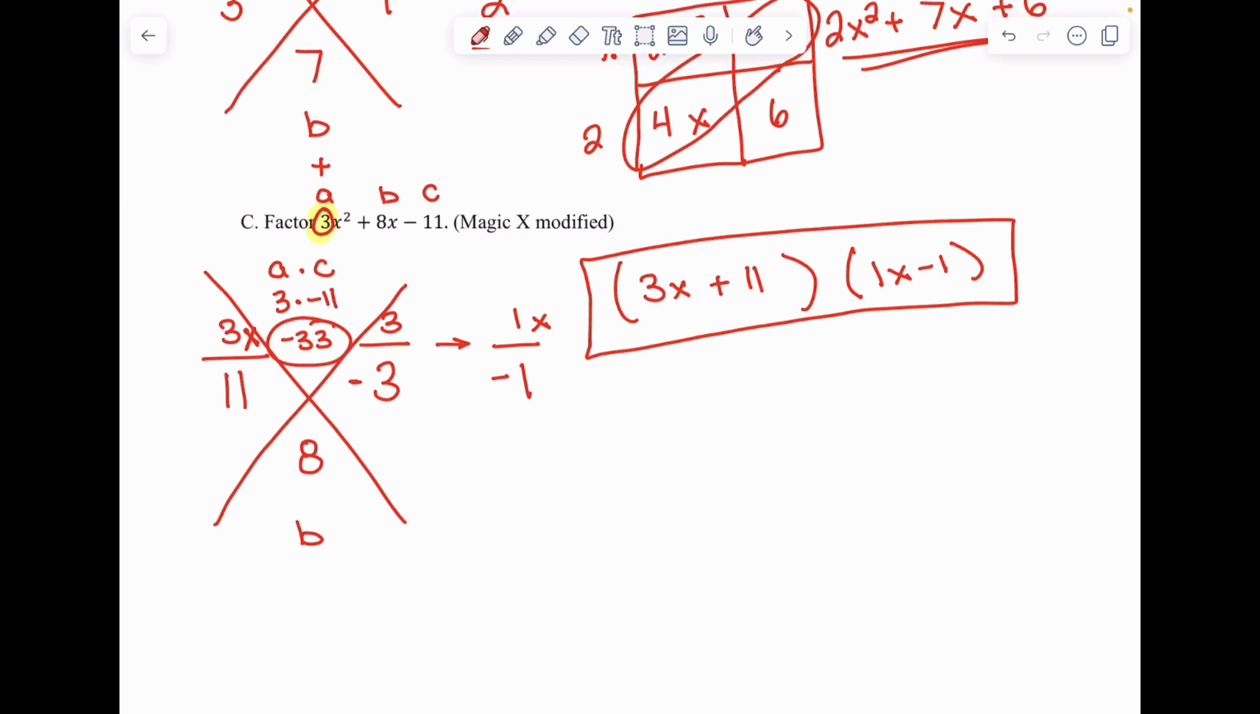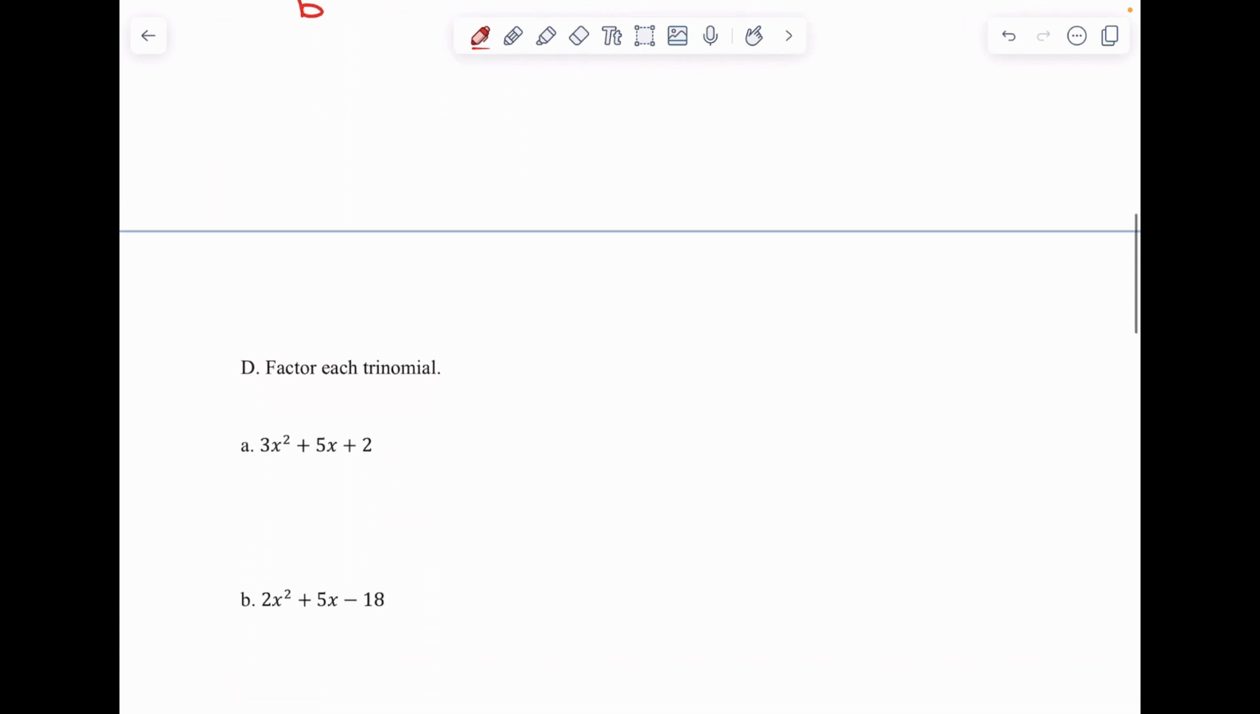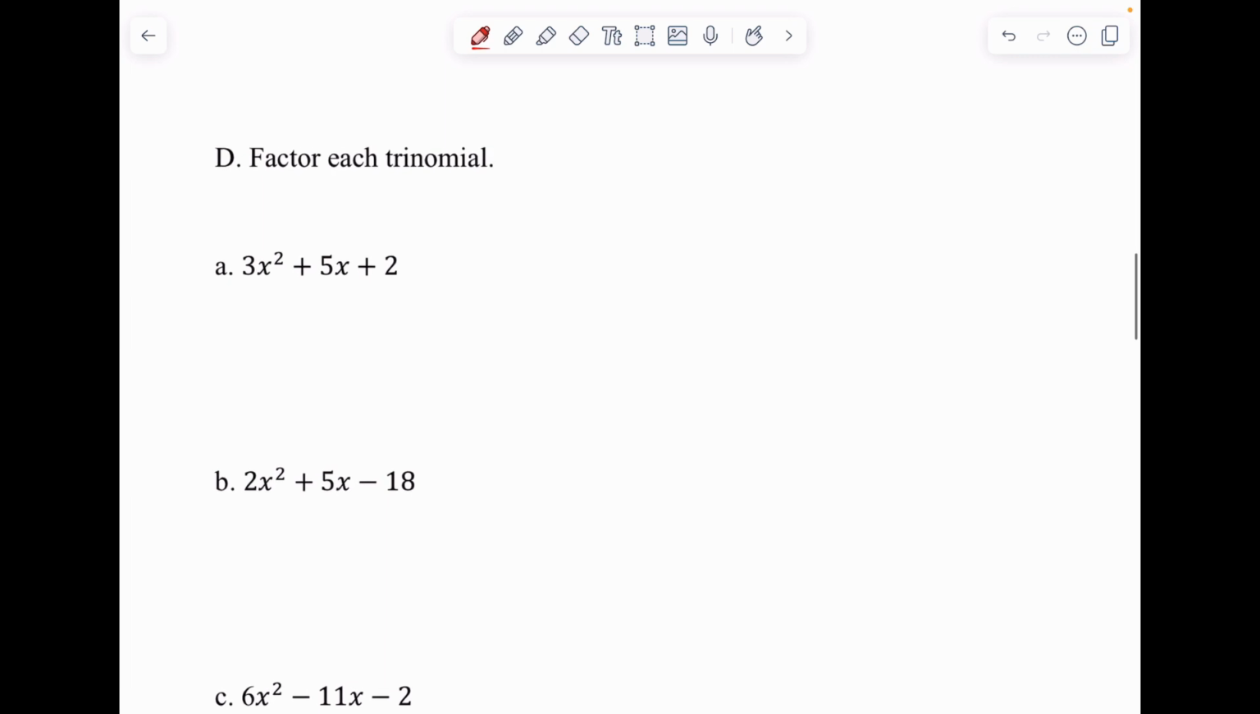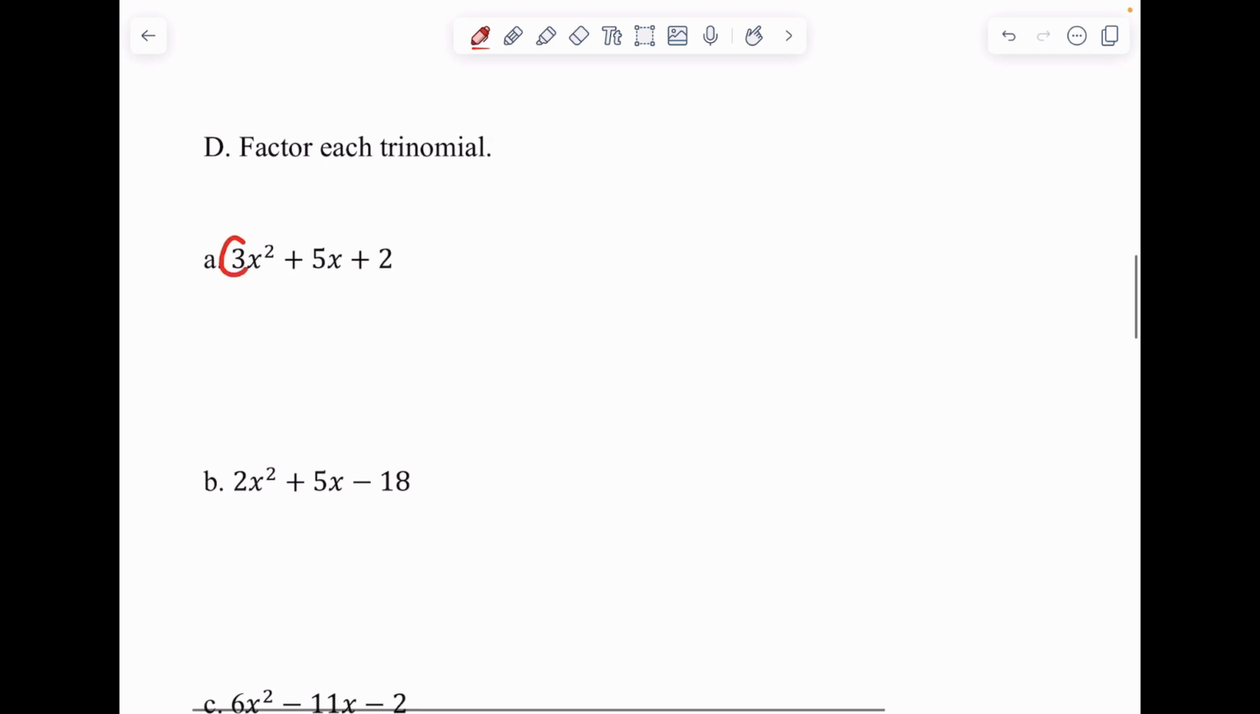Let's try this a couple more times until we are used to the changes. So in A, I have a coefficient in front of my x squared, which tells me I have to use the modified magic x. So on the top, I need to multiply a times c. So 3 times 2 is 6. And on the bottom is my b value, which is 5.